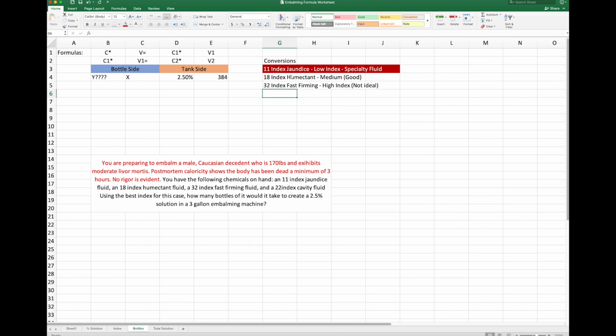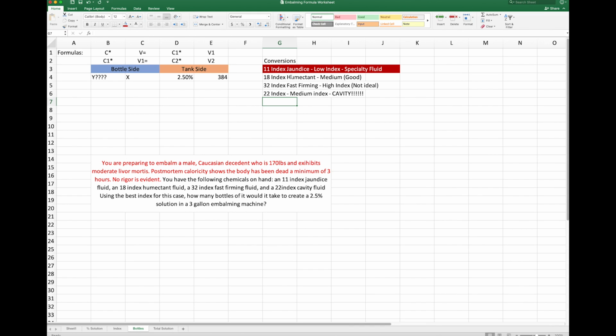And the last one is 22 index. And if you're in a hurry, you're like, oh wow, this is pretty good. This is medium index. Yeah, this is a little bit better than the 18. We could use this one. The problem is it's a cavity fluid. Well, Professor Finn, the book says that in a pinch you can go ahead and use cavity fluids. Well, you're right. The book does say that. The problem is, if you're in a pinch, and you're not in a pinch if you have other stuff on the shelf that you can use.